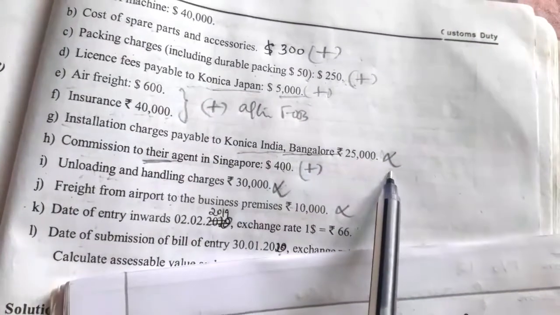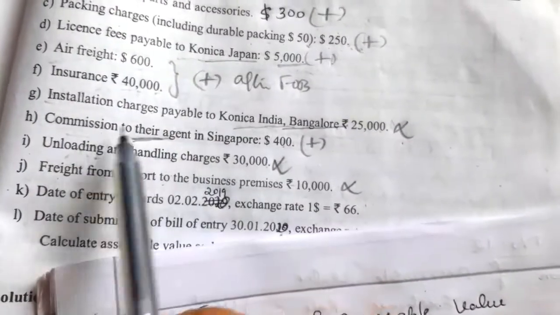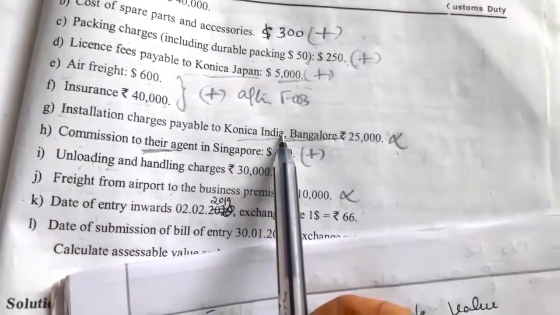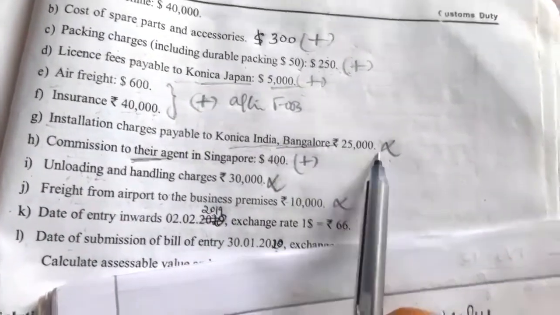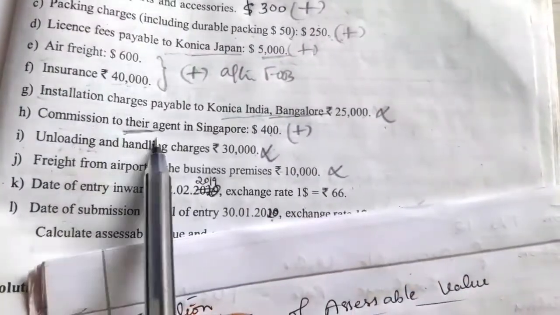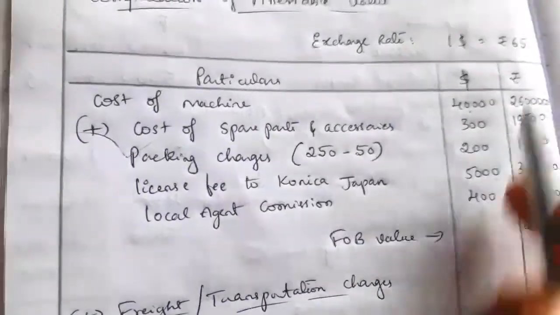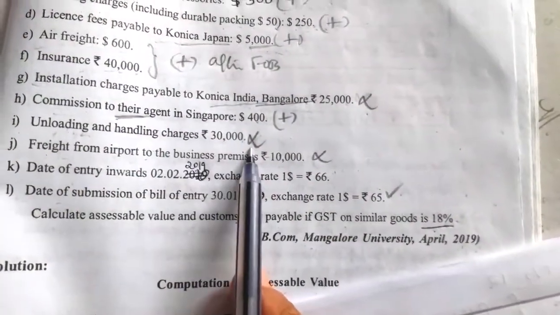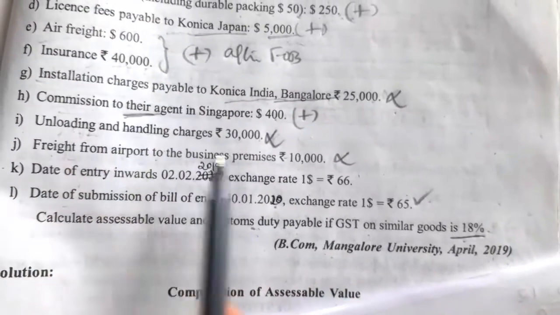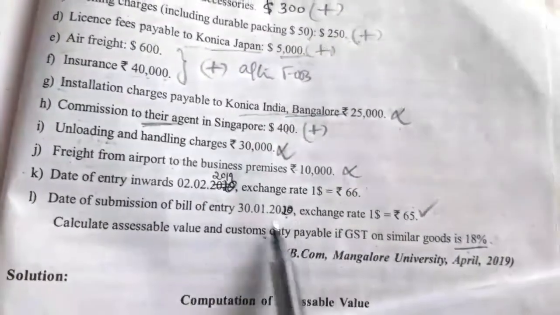Installation charges is not taken for the assessable value. It is an expense incurred after import, installation expenses for installing the film processing we have to take after. It is incurred after import, should not be taken for assessable value. Commission we are taking as a local agent commission. So $400 is given, we have to convert at the exchange rate 65. Then unloading and handling charges is not relating to assessable value. Freight from an airport to the business premises is not taken for the assessable value. Exchange rate we have to consider this.